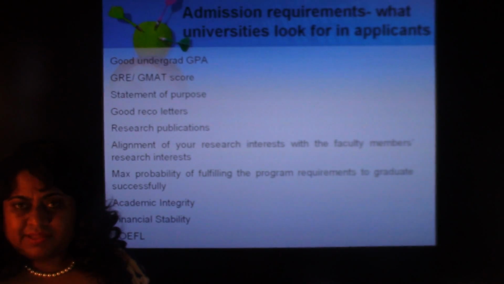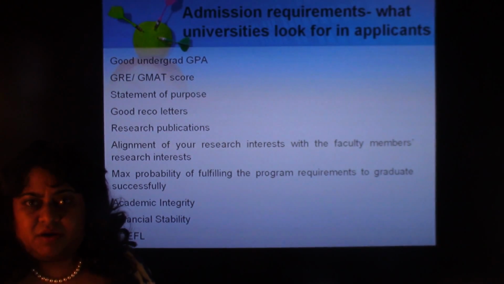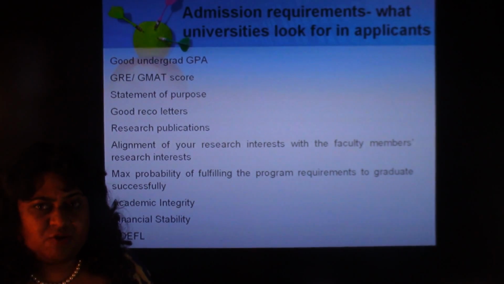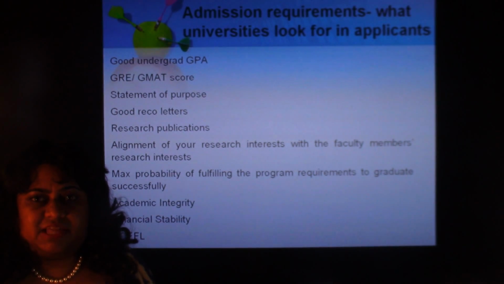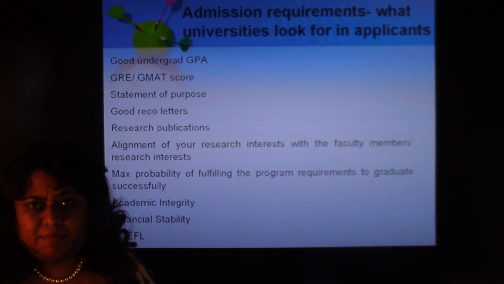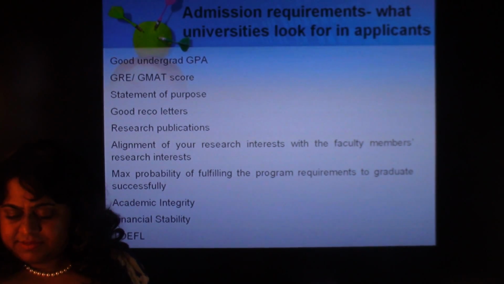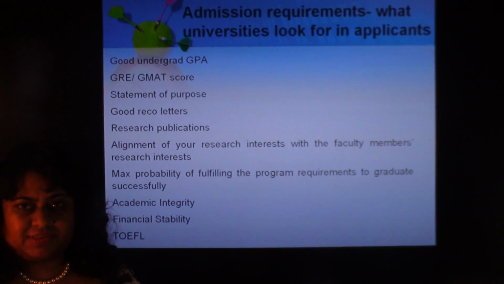The next thing universities look for is academic integrity. If you have ever been convicted of a crime or if you've been expelled from a university for academic dishonesty, it's going to weigh your application down tremendously, believe me. Sometimes universities say that they're not going to hold it against a person, but it will weigh your application down, believe me.